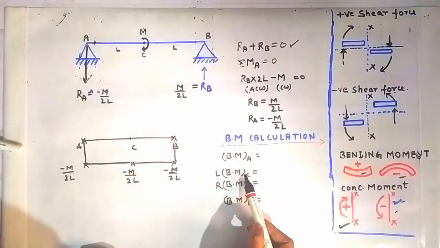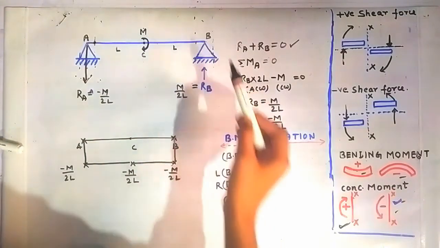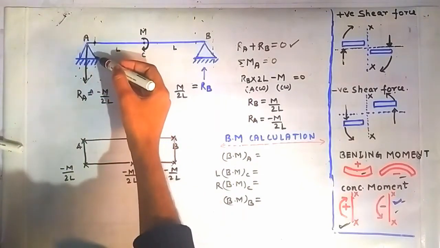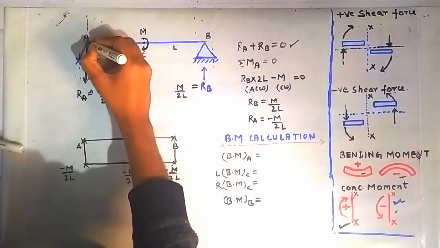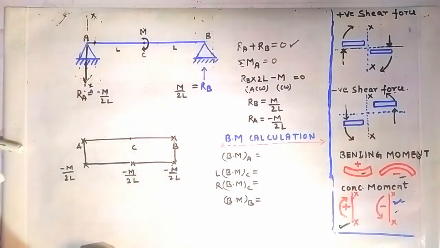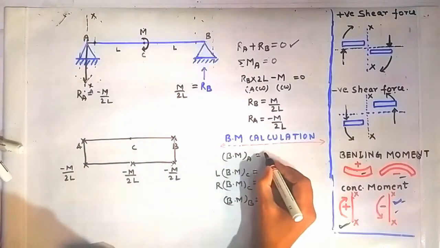So we have to find out, on the left side and on the right side of the point C, the value of bending moment, and at the point B we have to find out the bending moment directly. Now at the point A, if we want to find out the value of the bending moment, then we have to construct a section here at the point A. Looking on the left side of this section, you can see that there is no force acting, no moment acting. That's why the value of bending moment at the point A, or about this section XX, is 0.